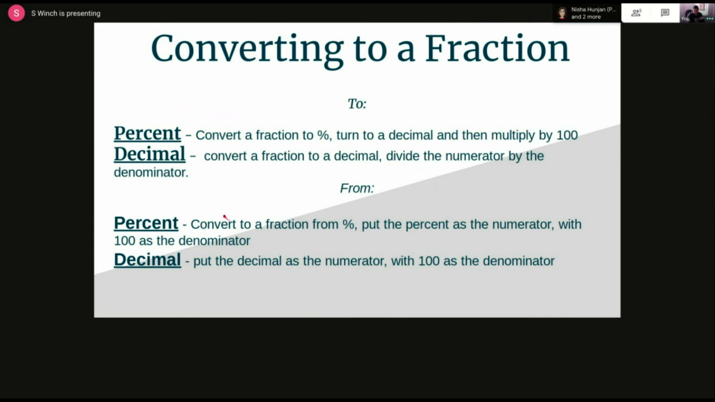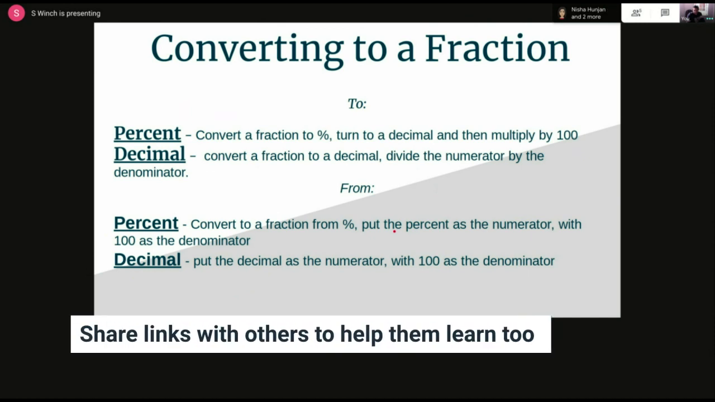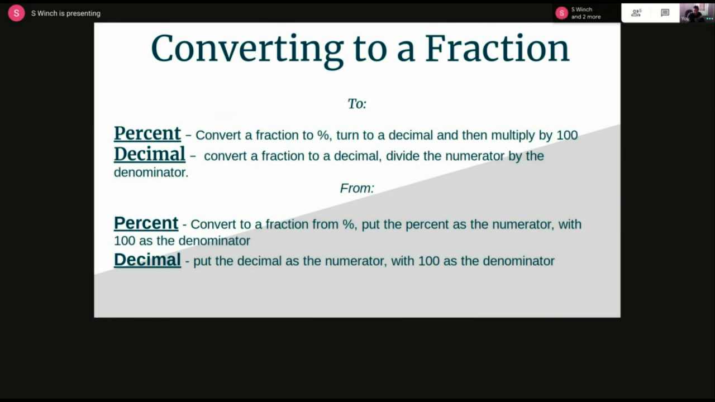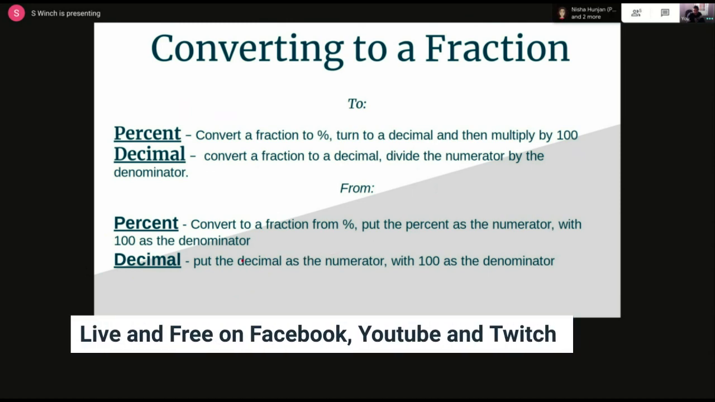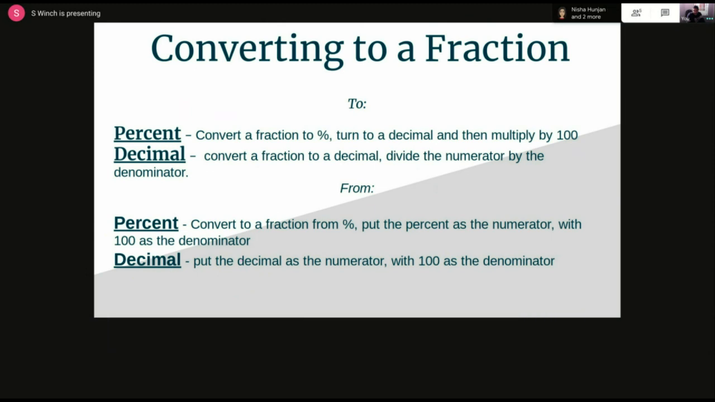If you're converting from a percentage to a fraction, then you're looking to put the percentage as the numerator. So if you've got a fraction that says 37 over 100, well then that's, because it's over 100 already, 37%. And if you're converting from a decimal to a fraction, put the decimal as the numerator with 100 as the denominator. And I may have a couple of examples.